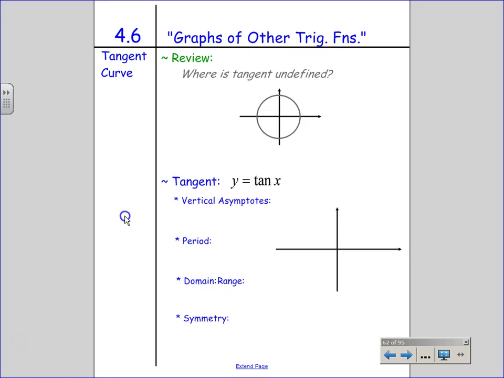I'm having you guys start off with a little baby unit circle. Little baby unit circle. Oh my goodness.